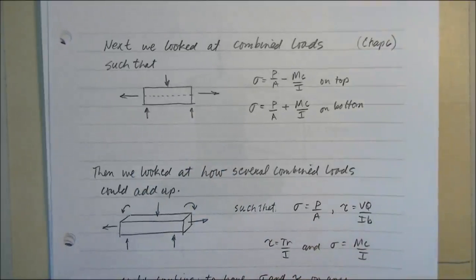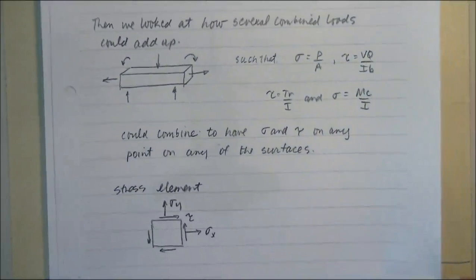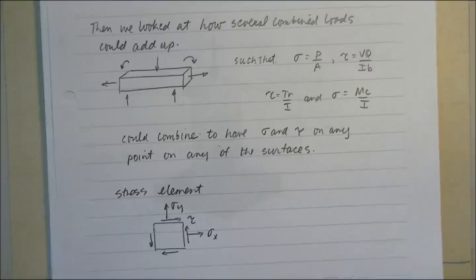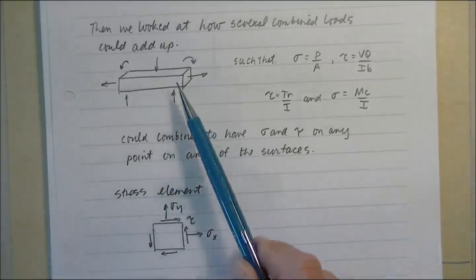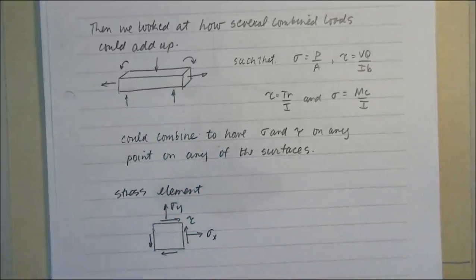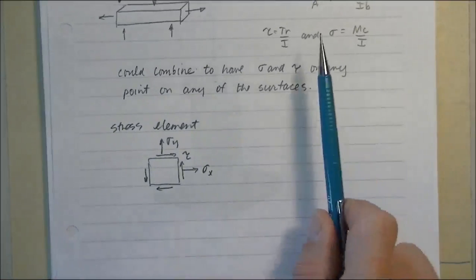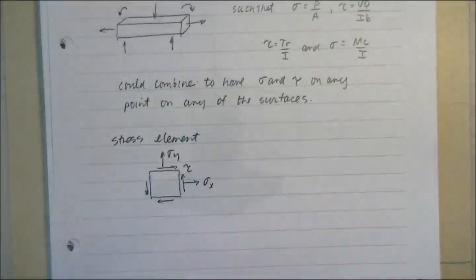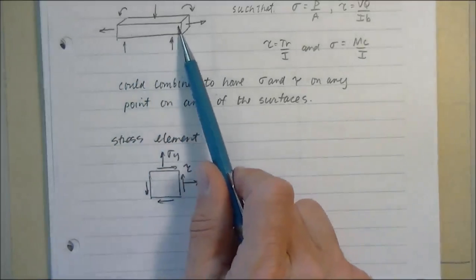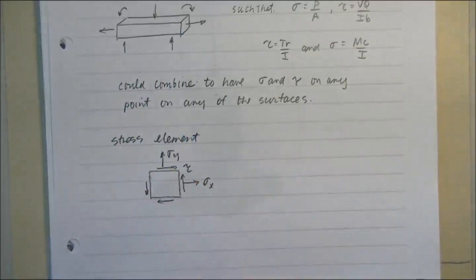Then we also said we have even more combinations of bending and axial loads and torsional loads that we can add together to find out where, at any point, there is a stress element that can be defined. And we did some exercises on that. Anyway, after we sum all these forces up on that stress element, we should be able to define what the stresses are at any point on the beam.